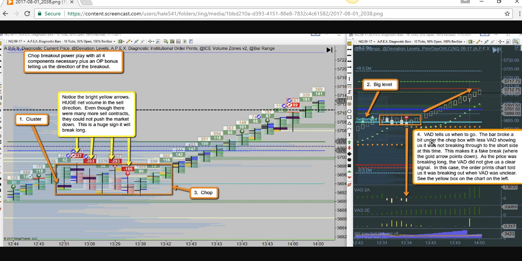The bar broke a bit under the chop box with less VAD, showing us it was not breaking through to the short side at this time. VAD tells us don't take that to the short side right now. This makes it a fake break.